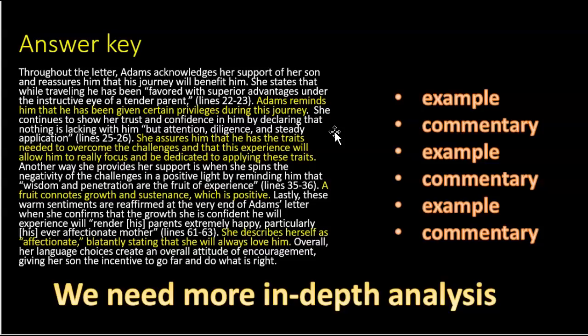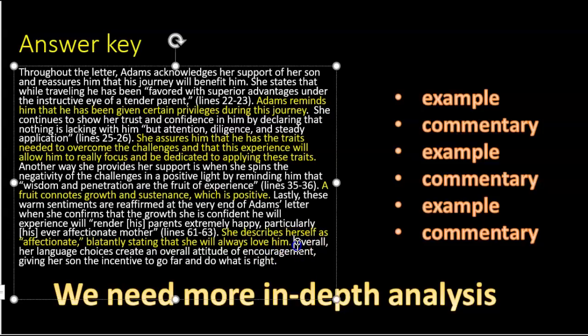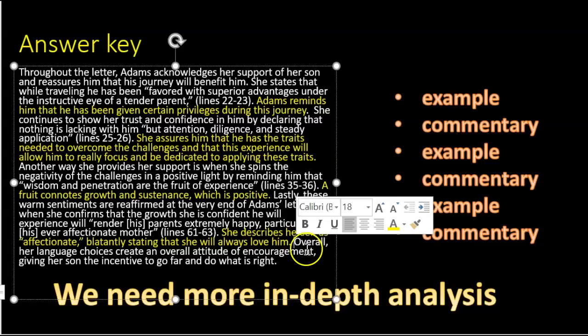Lastly, these warm sentiments are reaffirmed at the very end of Adams' letter, when she confirms that the growth she is confident he will experience will, quote, render his parents extremely happy, particularly his ever affectionate mother. She describes herself as affectionate, blatantly stating that she will always love him. And here's the concluding sentence. It's not quite commentary, it's just kind of concluding and returning back to the topic sentence.